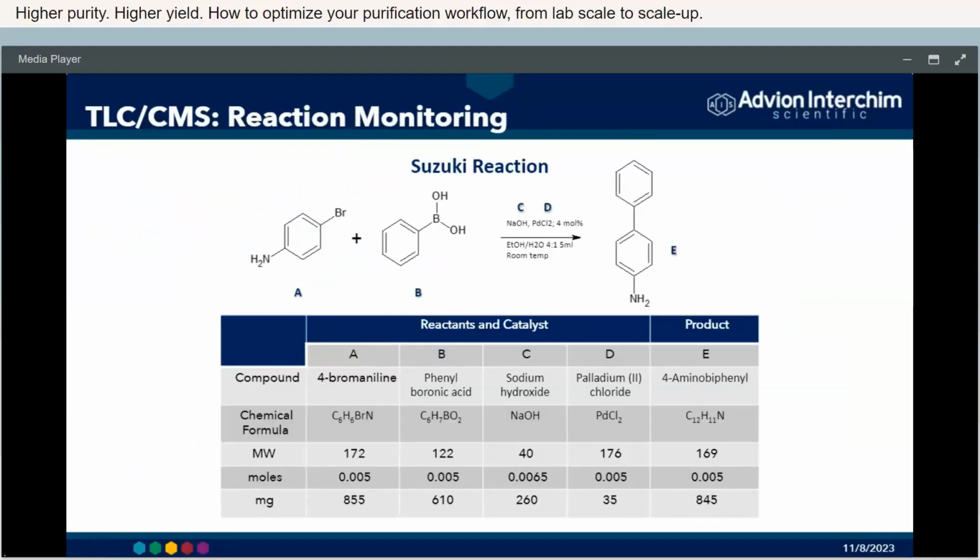Okay, so let's look at a specific example. A Suzuki reaction, many of you have probably done this if you're organic chemists. So we have a bromine species A and a boronic acid B. Those are our starting materials. There's a base, sodium hydroxide, and a catalyst, palladium chloride. Those were all placed together in a round bottom flask in 4:1 ethanol water at room temperature and stirred, and then we are looking for the presence of our product E, this 4-amino biphenyl species.